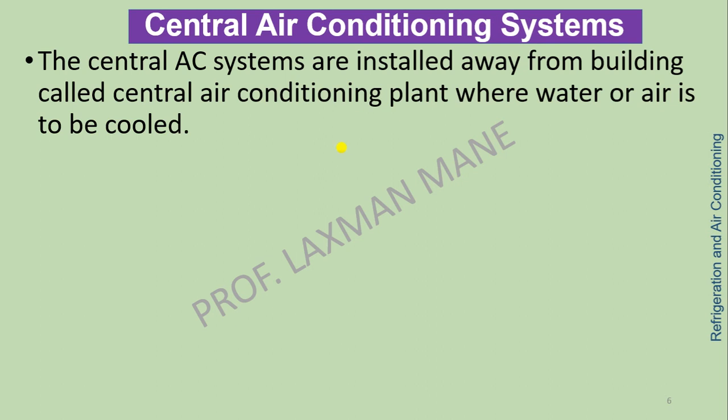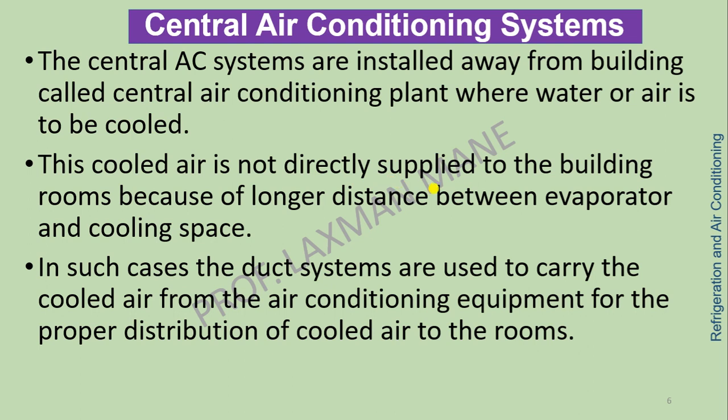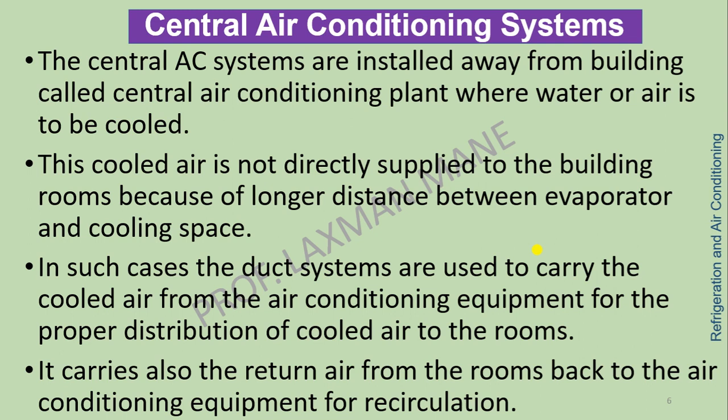The central air conditioning systems are installed away from the building, called central air conditioning plant, where water or air is to be cooled. This cooled air is not directly supplied to the building rooms because of the longer distance between evaporator and cooling space. Thus, in such cases, duct systems are used to carry the cooled air from the air conditioning equipment for the proper distribution of cooled air to the rooms, and they also carry the return air from the rooms back to the air conditioning equipment for recirculation.